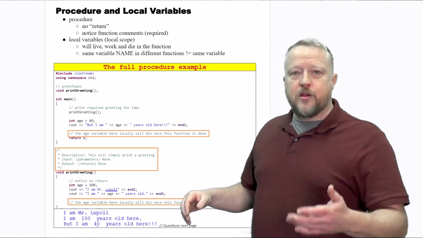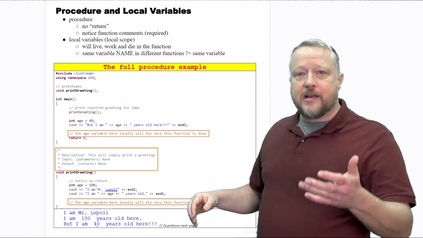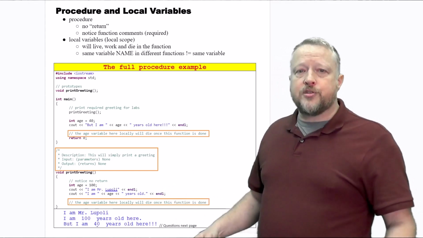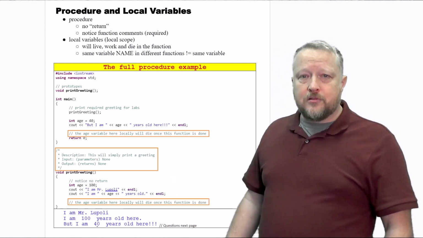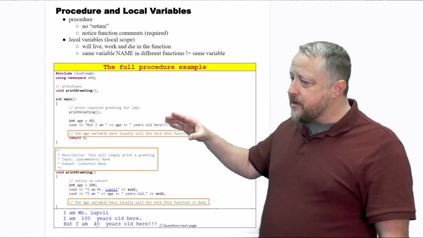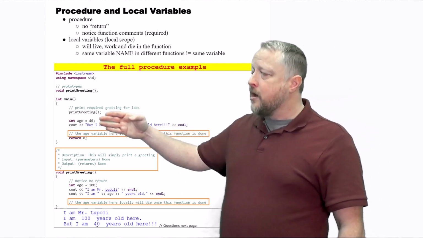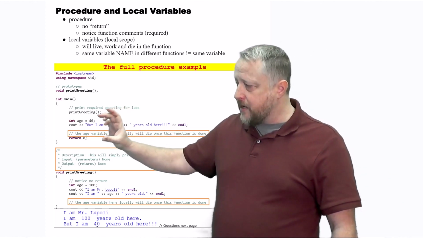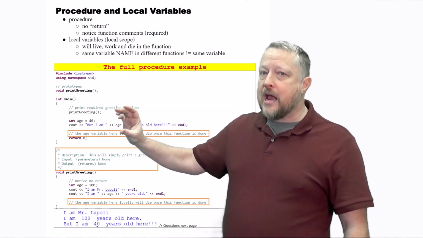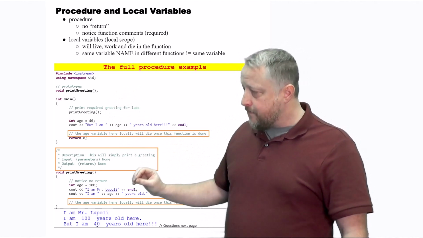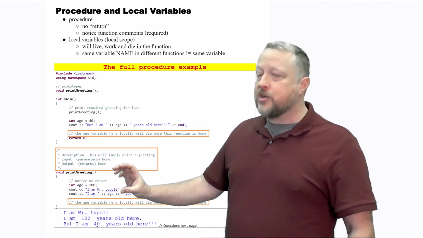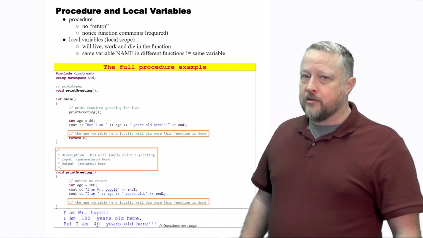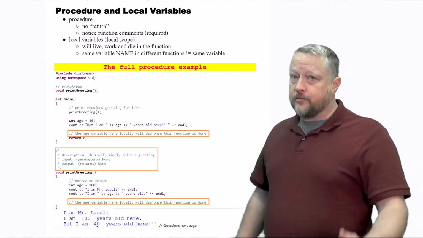Could there be another person named exactly like you in the world? The answer is yes. Do they have different values than you do? Different things? Absolutely. It's the same idea as what we have here. My local variable is going to be working, living, and dying in this particular main. The age variable here is going to be local and works, lives, and dies in print greeting. So welcome to the world of local variables.